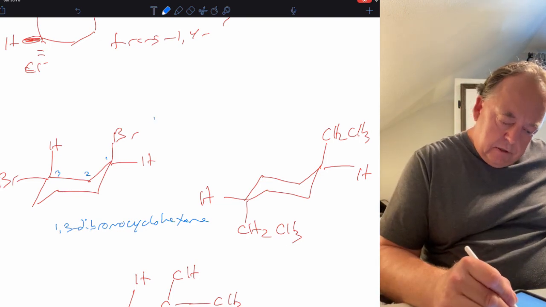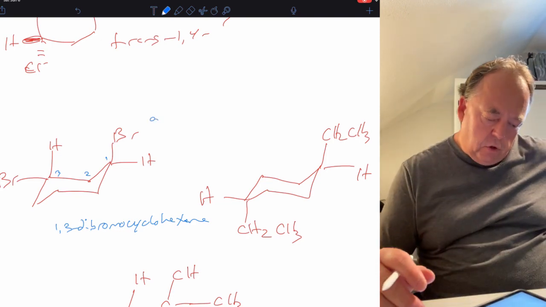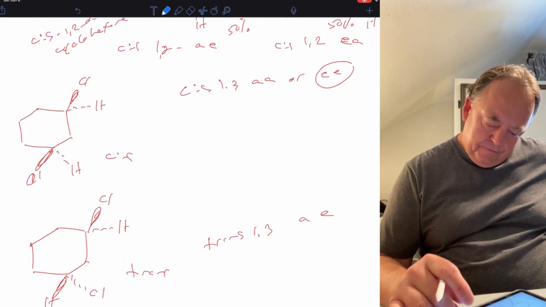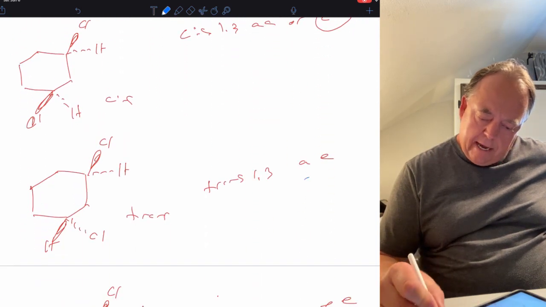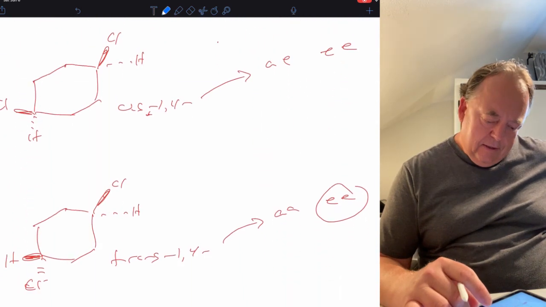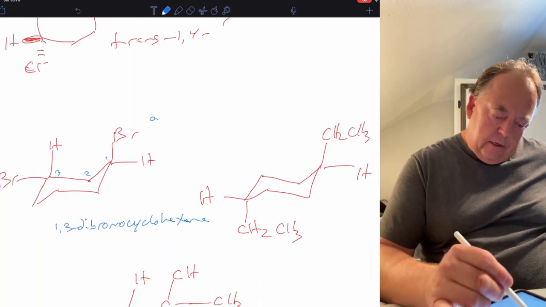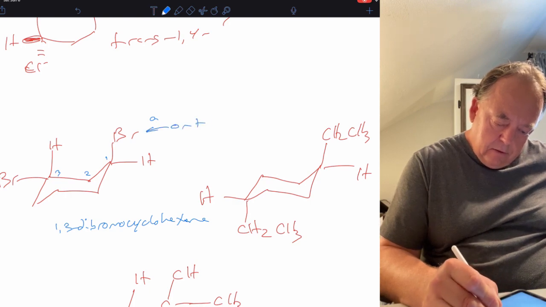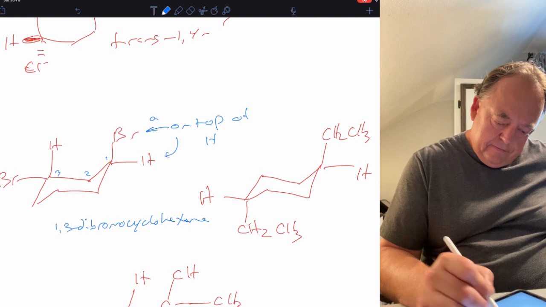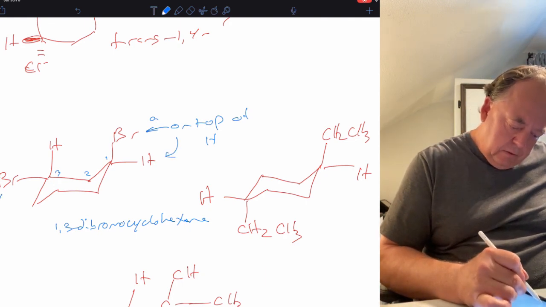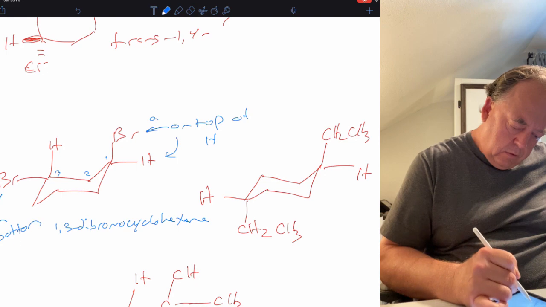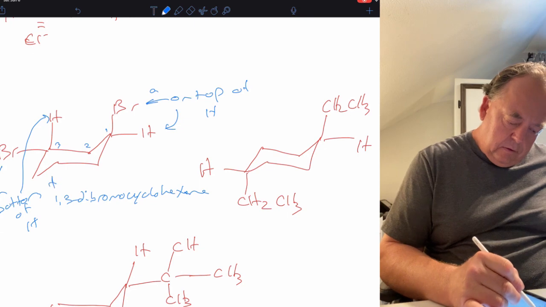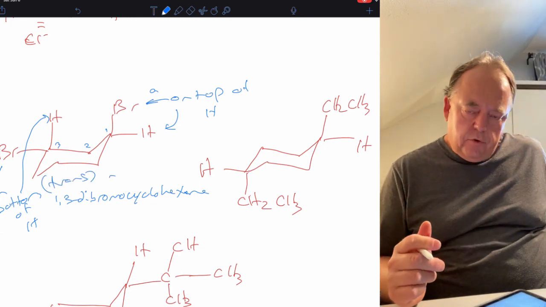So you can see that this is axial and this is equatorial. So there's two ways to do this. You could memorize it, which is the hard way. So if it's 1,3, and one group is axial, one group is equatorial, that's trans. Or the easier way is to say, okay, if you look at this, this is on top of H, whereas this bromine is on bottom of H. So that's opposite. Opposite is trans. So that would be trans-1,3-dibromocyclohexane.